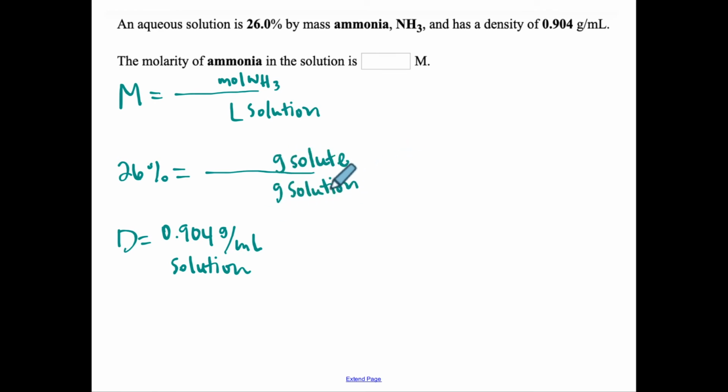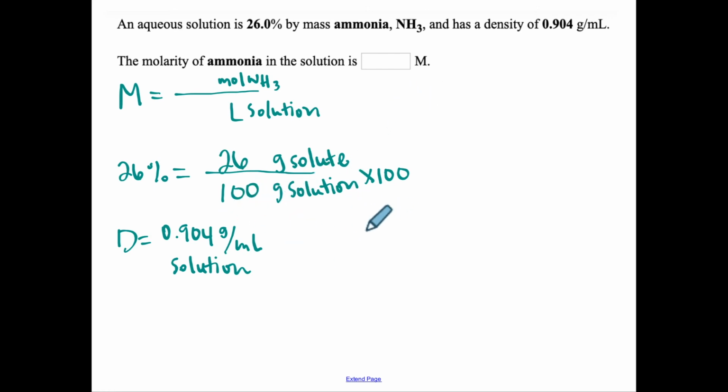So the percent by mass, this is grams of solution, and this is grams of the solute. So we can assume we have 100 grams of solution again, and then this is times 100. We take 26 divided by 100 and then times 100. That tells us that we have 26 grams of solute in this imaginary 100 gram solution.